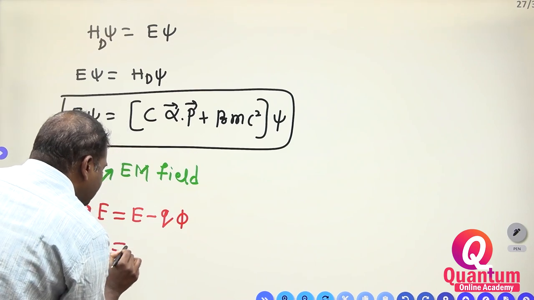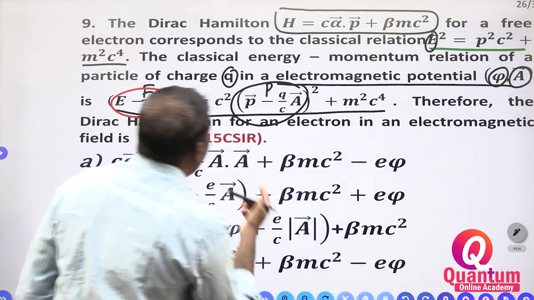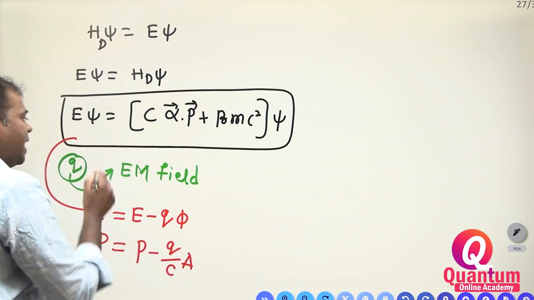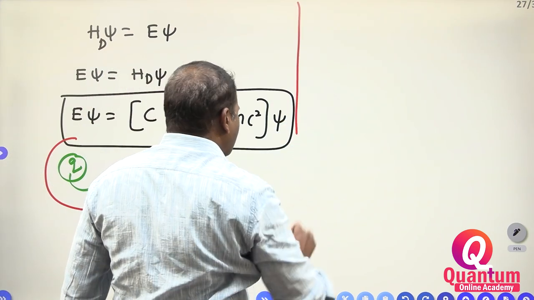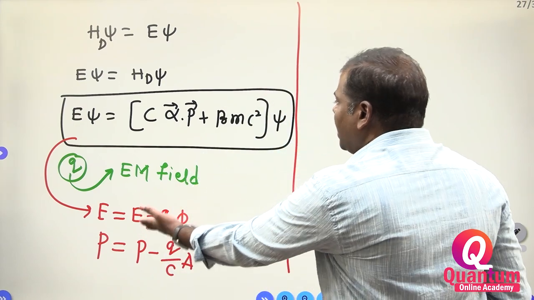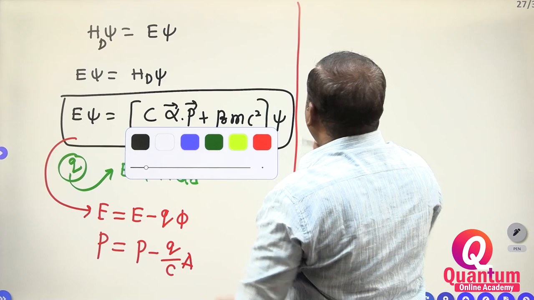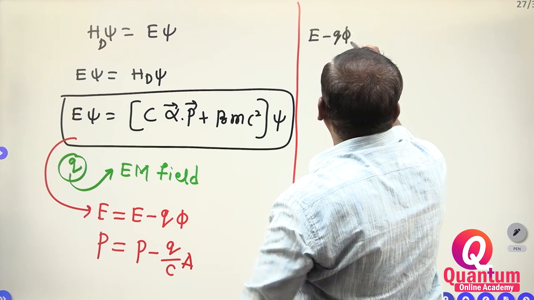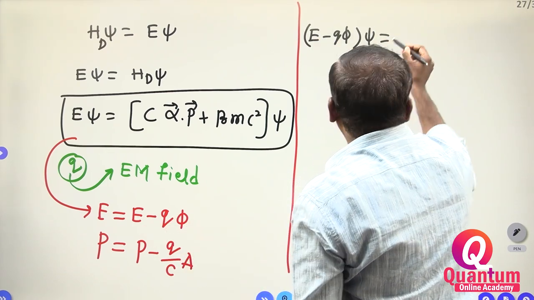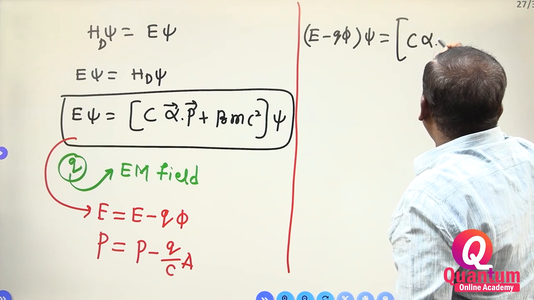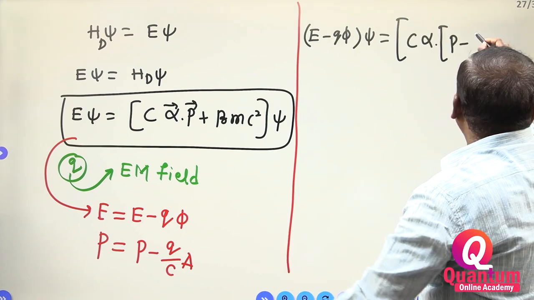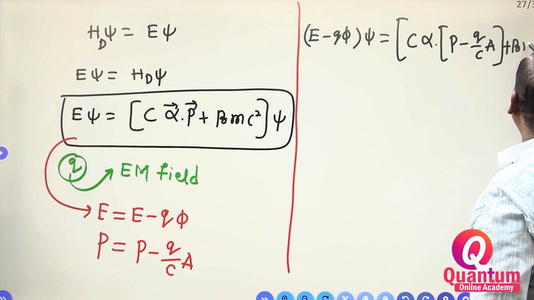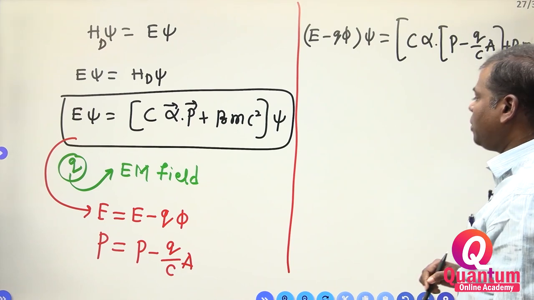E can change to E minus qφ. p can change to p minus (q/c)A. Then what will happen? This expression they are asking. Now you have to substitute, very simple. Instead of E, you have to write (E minus qφ)ψ is equal to, instead of p, cα·(p minus (q/c)A) plus βmc², into ψ. We have to write. Clear?